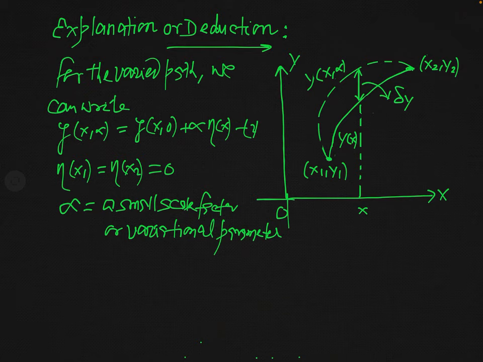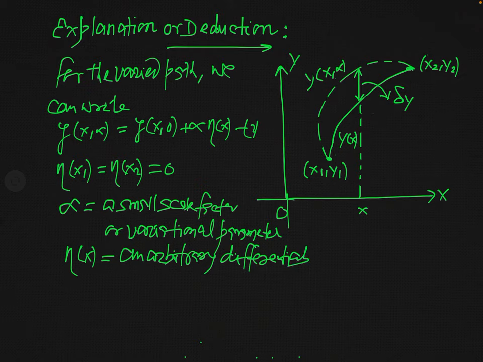And what is this function eta of x? Actually, this is an arbitrary function, and it is also differentiable. So you can say that eta of x is an arbitrary differentiable function of x.